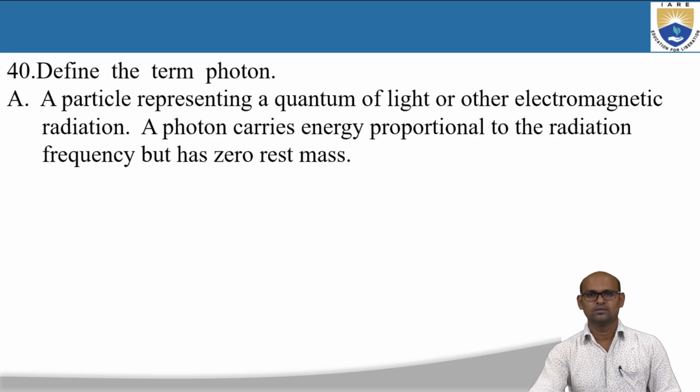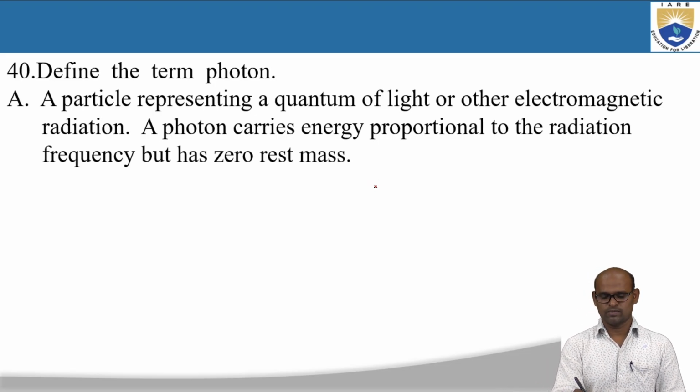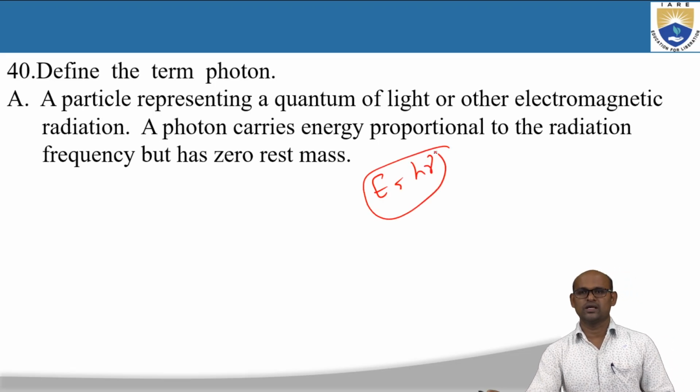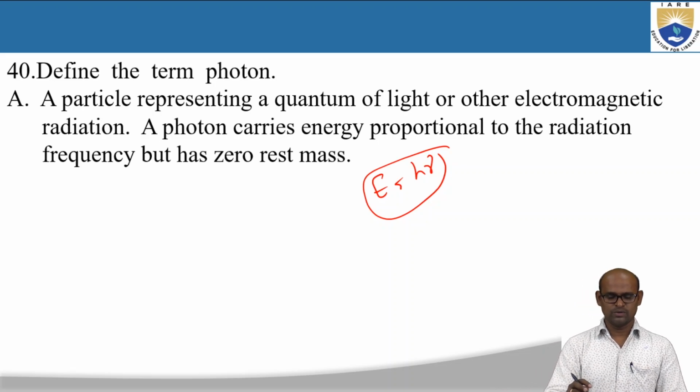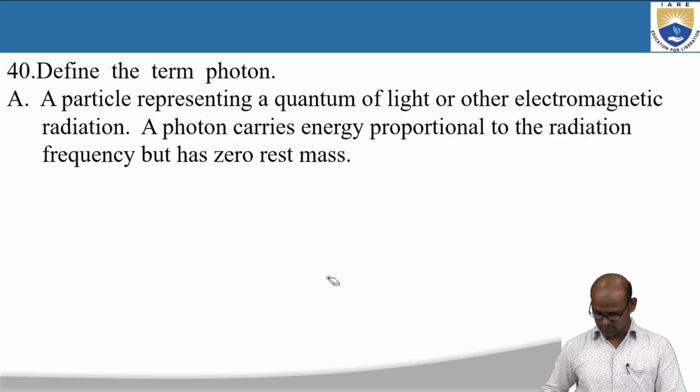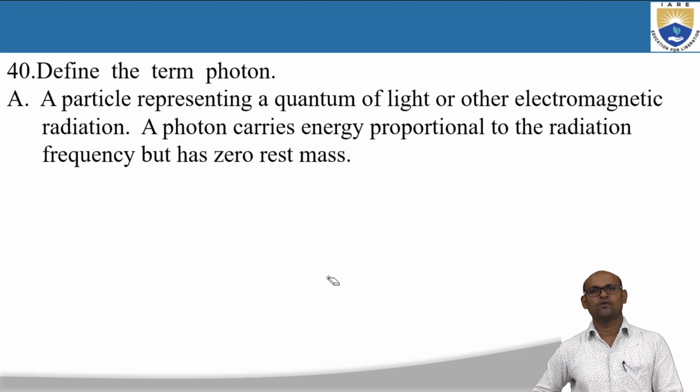Define the term photon. A particle representing a quantum of light or other electromagnetic radiation. A photon carries energy proportional to the radiation frequency but has zero rest mass. So that is what E is equal to h into nu. So the energy is proportional to the frequency of the radiation, but it has zero rest mass. So this is photon. So these are the 40 definitions in module 2.